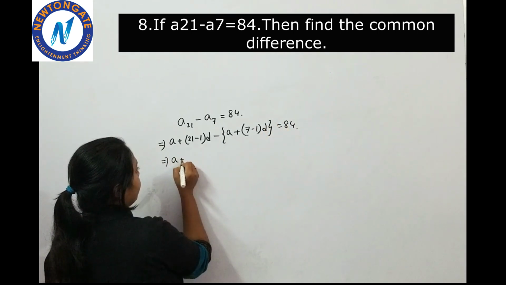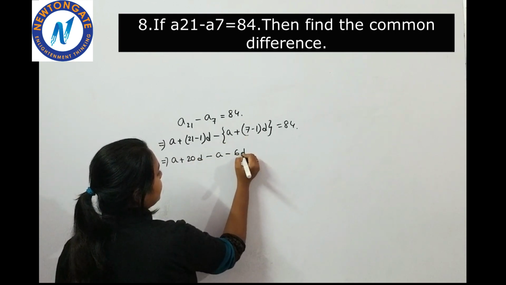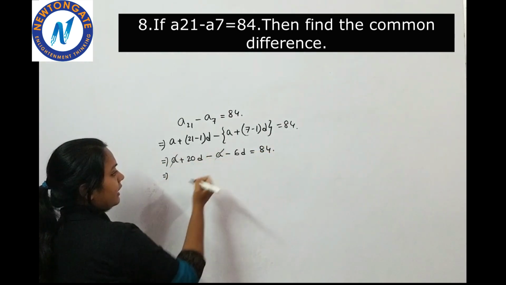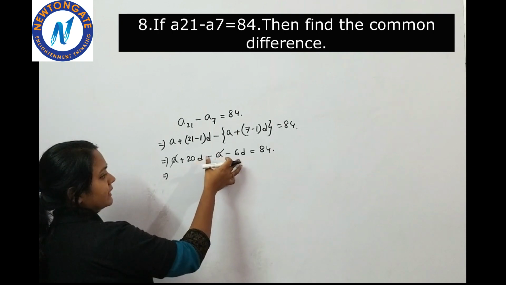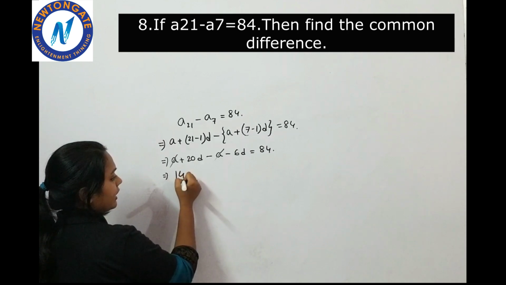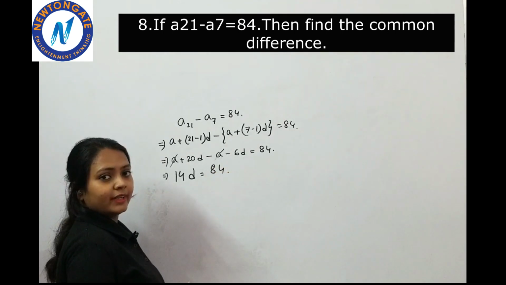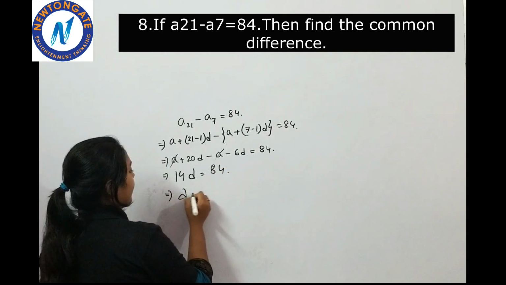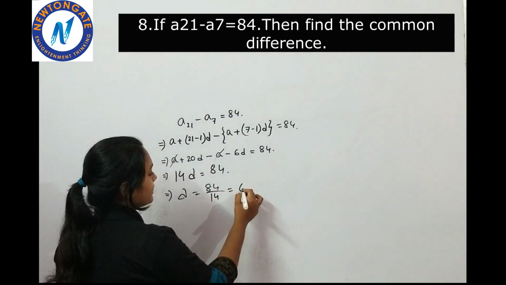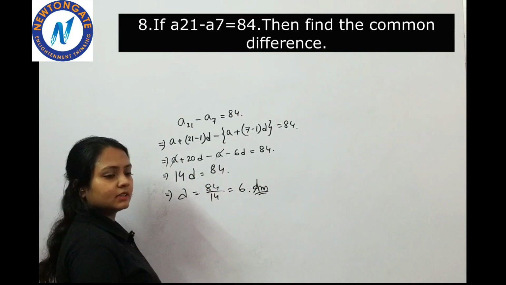Then we will get A plus 20D minus A minus 6D equals 84. Then here A and A cancel out, and 20D minus 6D will give 14D, and 14D equals 84. The value of D is 84 divided by 14, and it will be 6. And the common difference of that AP is 6.